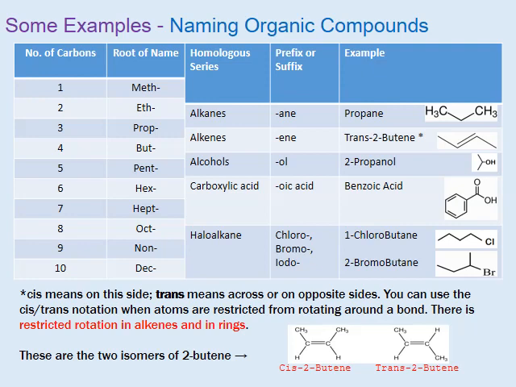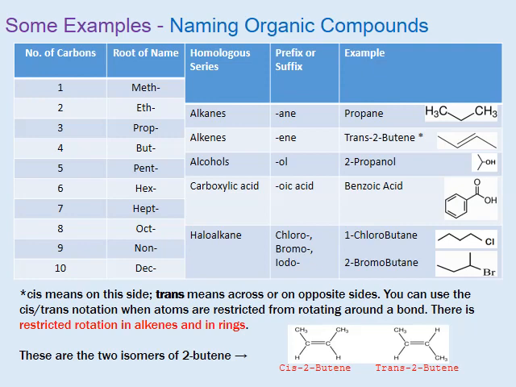For example, a 3-carbon compound from the alkane homologous series is called propane. A 3-carbon compound belonging to the alcohol homologous series is called 2-propanol, where the number indicates the carbon number where the substituent is attached. A 4-carbon compound belonging to the alkyl halide homologous series is called 2-bromobutane.